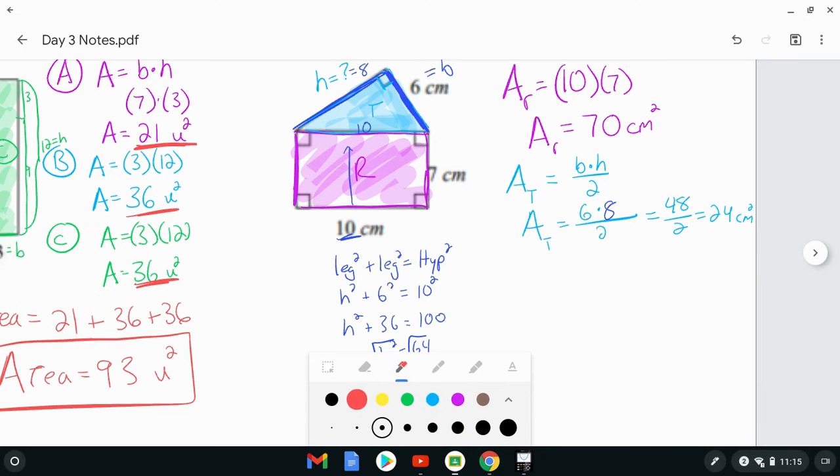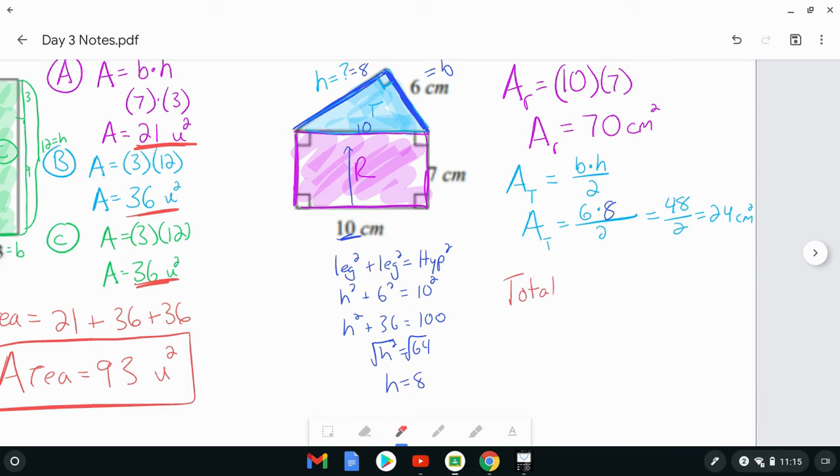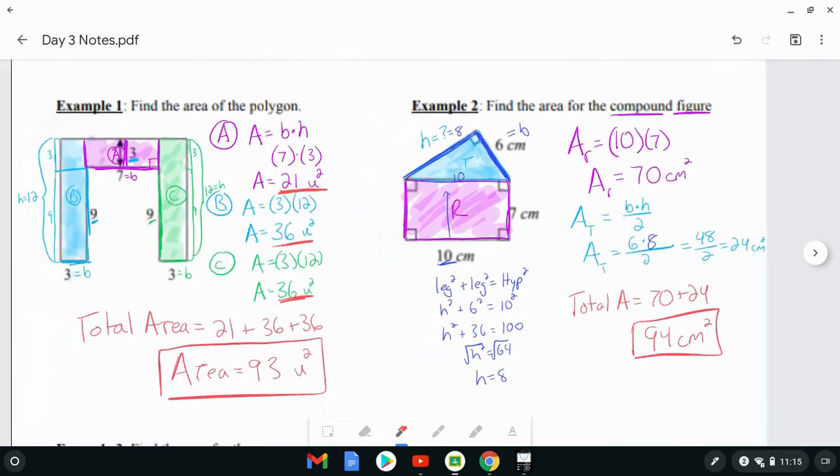Now that we have the area of the two shapes, the total area is going to be the adding of the two together. 70 plus 24, you end up with 94 centimeters squared. So that's how you find the area of those two compound figures. Okay, again, rectangles, I guess, and a triangle.